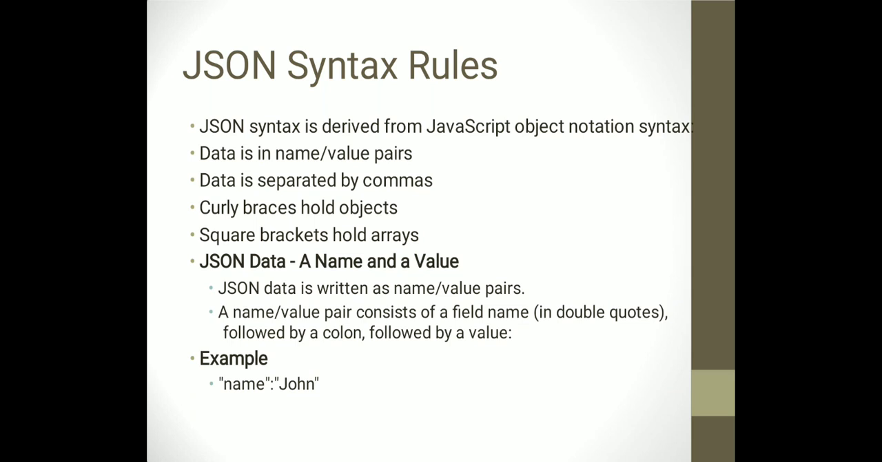Then there are a few syntax rules that should be followed while using JSON. JSON syntax is derived from the JavaScript object notation syntax, and data is in name and value pairs. Then the data is separated by commas, and curly braces hold objects. So all these things must be followed properly. Okay.